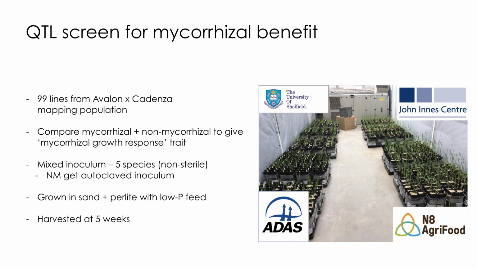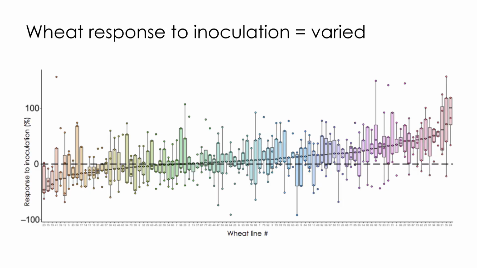We've inoculated with a mixture of 5 species of common mycorrhizal fungi here, and we grow in a very simple system of sand and perlite on a minimal media feed. And then we grew them for just 5 weeks and then harvested. And to our relief, after all that work, we find huge variation in the response to mycorrhizal colonization.